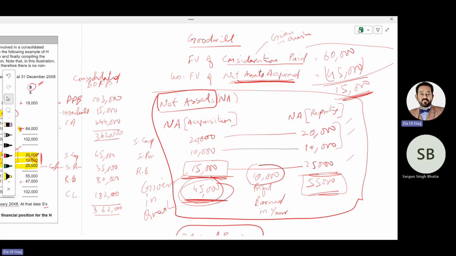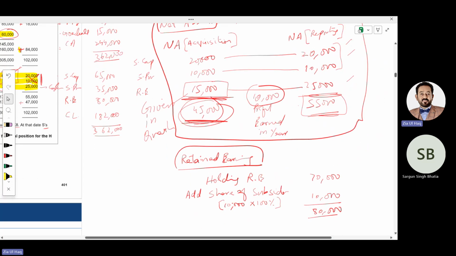And the difference between retained earnings will be the current year profit. To calculate retained earnings, we take the holding company's retained earnings plus its share of the subsidiary's retained earnings, meaning the subsidiary profit. The subsidiary profit is 10,000. If holding is 100%, we will take 100%. If holding is 70%, we will take 70% of this. Is that fine?